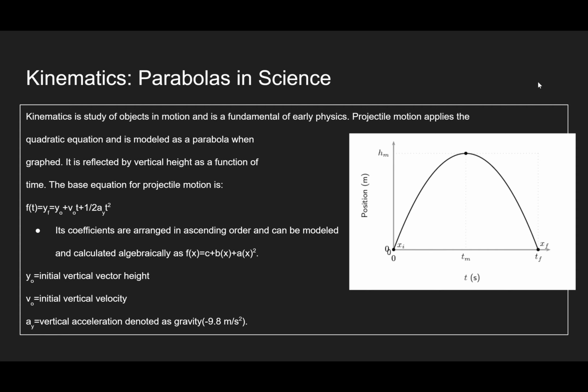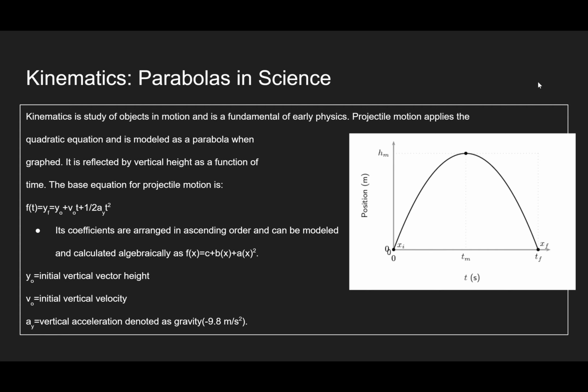The base equation for projectile motion is y final equals y initial plus v0 t plus 1/2 a t squared. In this equation, y0 is the initial vertical height, v0 is the initial velocity in the vertical direction, and ay is the acceleration in the vertical direction, which is often gravity, or negative 9.8 meters per second squared.